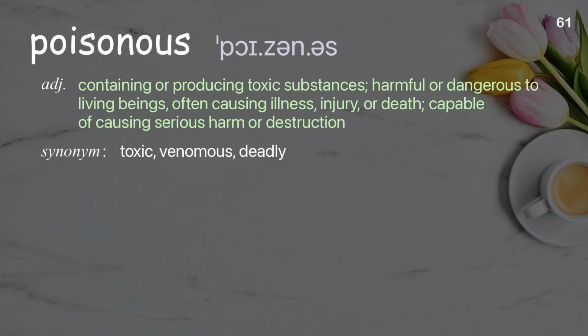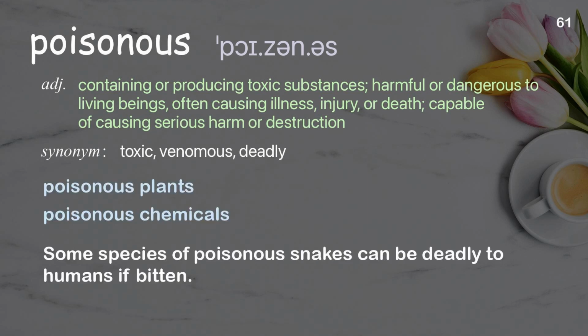Poisonous. Containing or producing toxic substances, harmful or dangerous to living beings, often causing illness, injury, or death, capable of causing serious harm or destruction. Examples: Poisonous plants, poisonous chemicals. Some species of poisonous snakes can be deadly to humans if bitten.